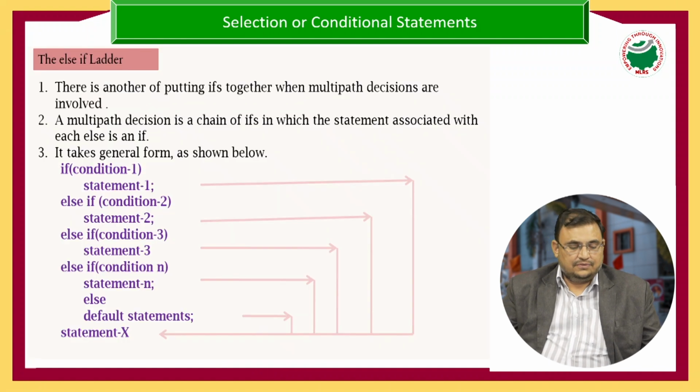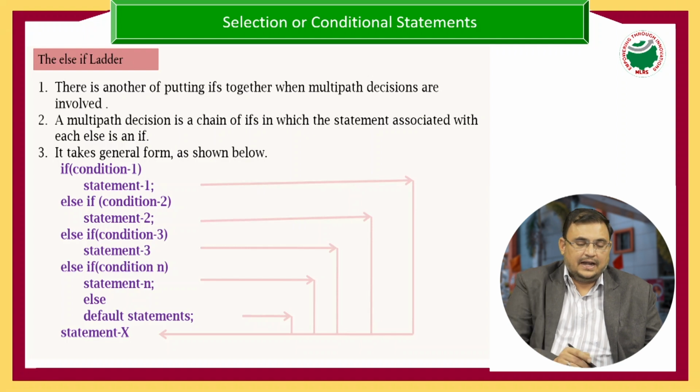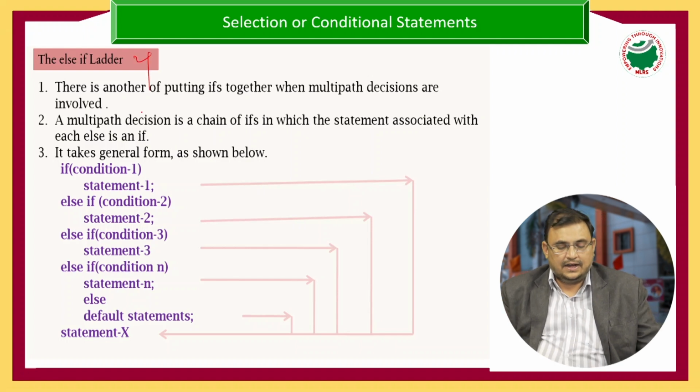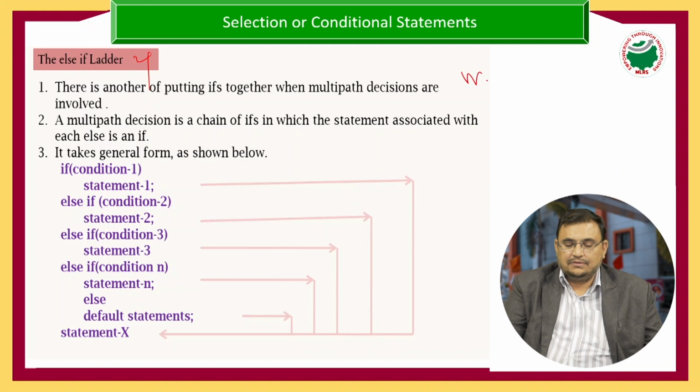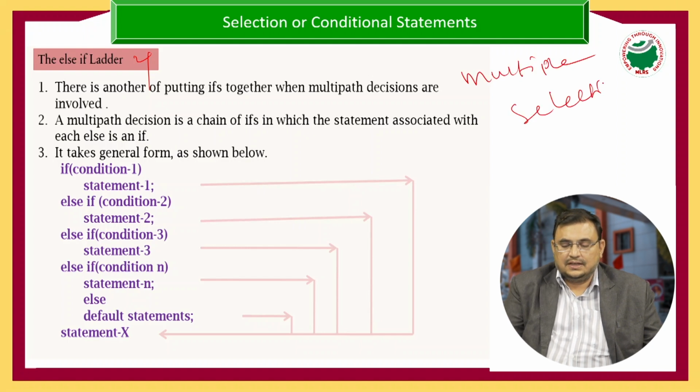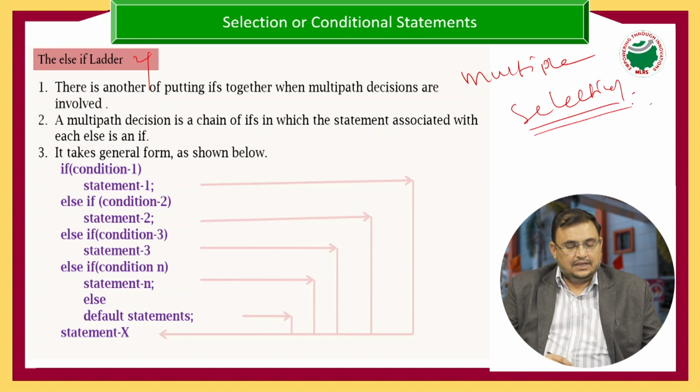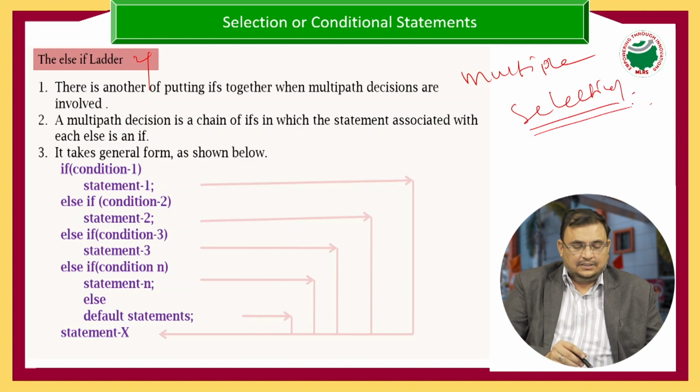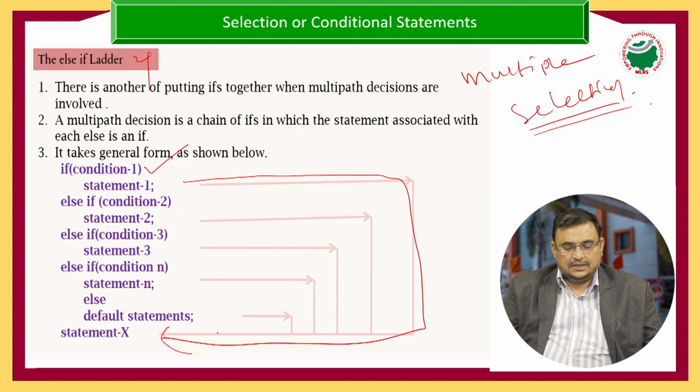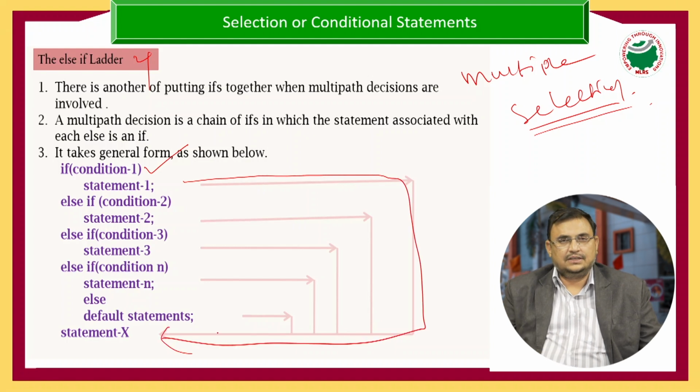So the last one, the fourth one, is the else if ladder, where we are using multiple selection. Here, first you check condition 1. If it is true, it executes statement 1, and the control goes to statement X. Remaining conditions and statements are skipped.